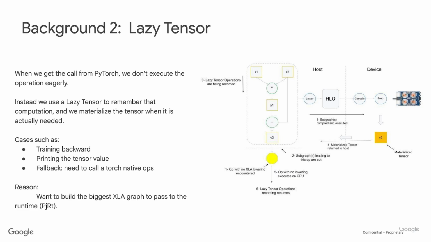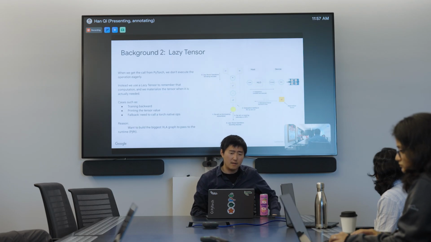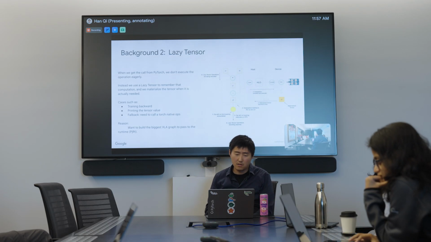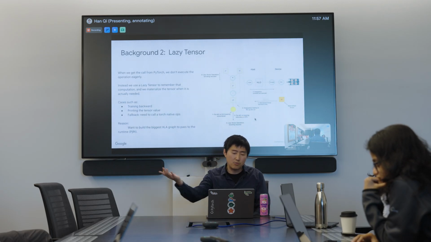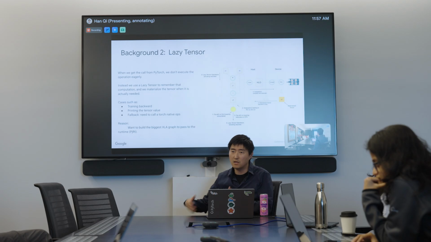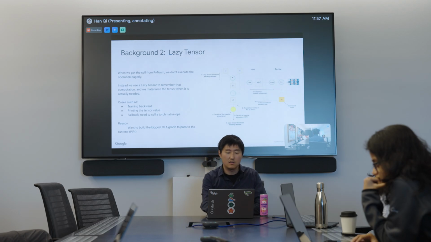And the reason is because we want to give bigger graphs to XLA. XLA wants bigger graphs, right? The bigger the graph, the more room it has for optimization, fusions, and whatnot. Plan the buffers better or use less memory and whatnot. And when must we do the work? For example, training backward passes, printing the tensor, or falling back to a native tensor op, which needs to consume the value of the tensor.